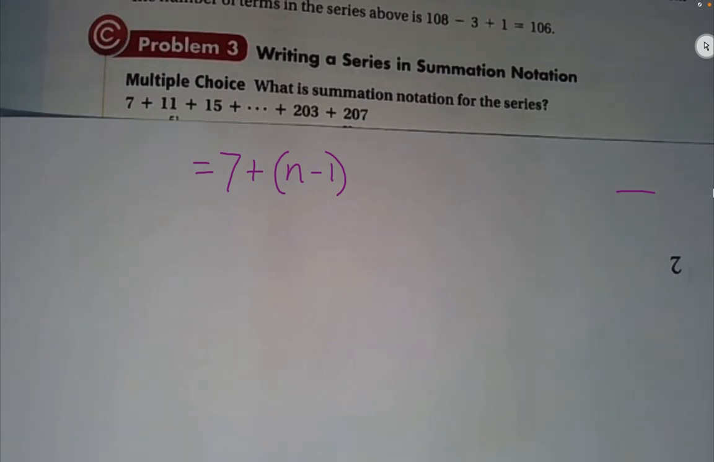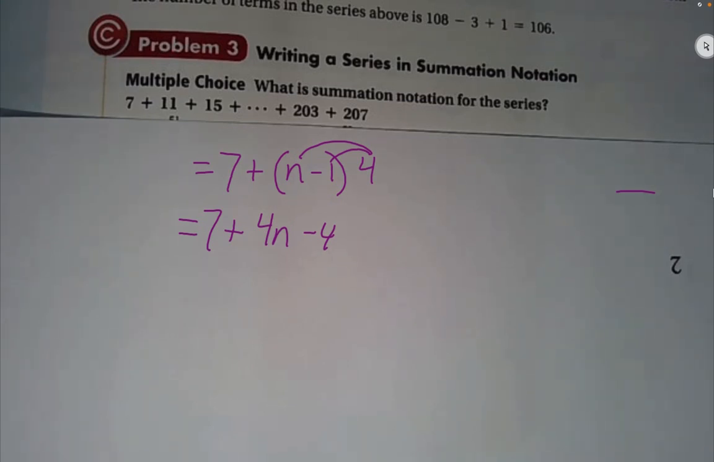So what is my common difference? What am I going up by? 4. Okay, is everybody good so far? That was what was on the quiz. Now, if I distribute that 4, what do I have? 4n minus 4.